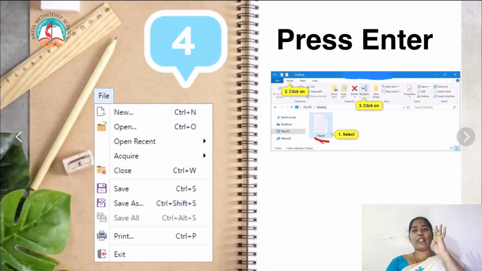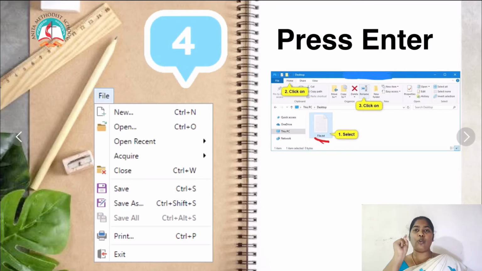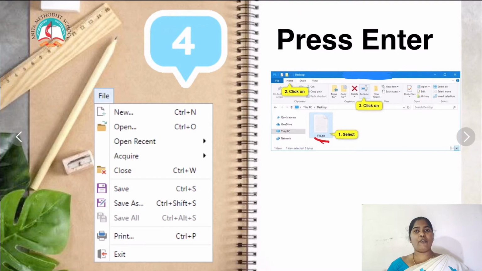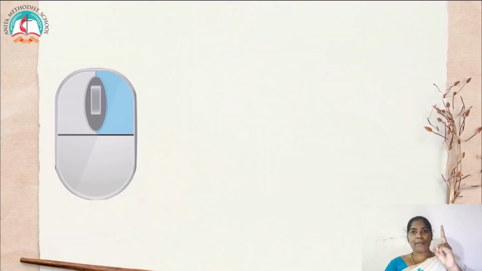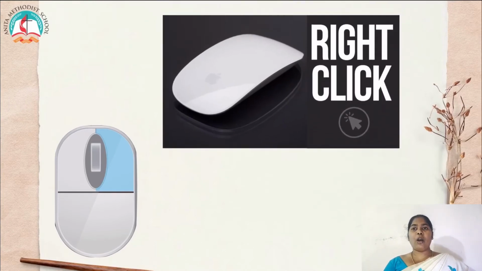So what are the four steps? First, I have to select the file or folder which I want to rename. Second, what I should do? Go to file, click on rename, type the name of the file or folder and then press enter. Okay. Now the second method, how to rename a file. Yes, right mouse button. So that is right click. When you are using the mouse, you will know how to right click, is it? So now we are going to do.